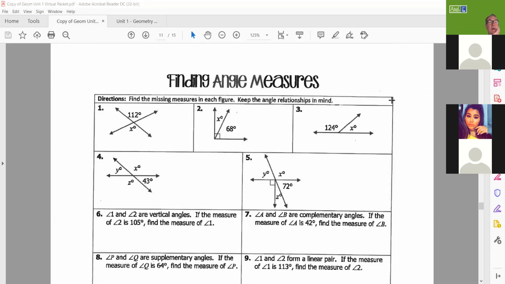How much is X in problem number 2? 68. Nope. X is not 68. Can't be. The other part of the angle is 68. 22. Yes, because the box in the corner tells you that this is a 90-degree angle. You can't forget that. So together, these can only total 90. So 90 minus 68 is going to give you X.